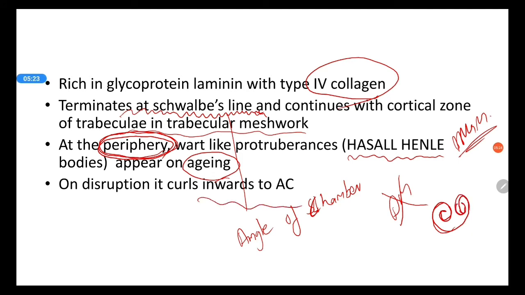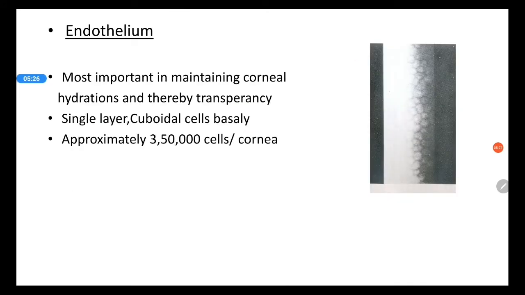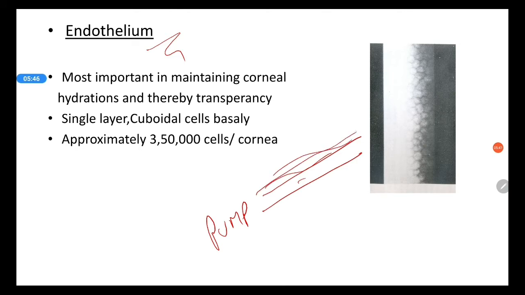In the anterior chamber. Now, the next layer, or the innermost layer of the cornea, is the endothelium. The main role of the endothelium is that it has a pump which operates and drives out all the edema that gets collected in the corneal stroma.